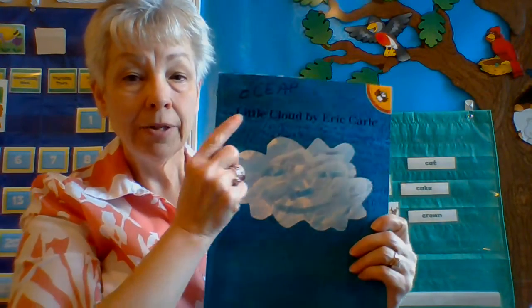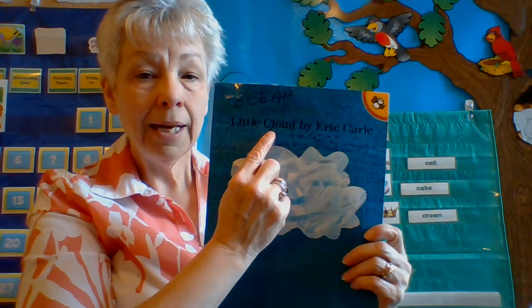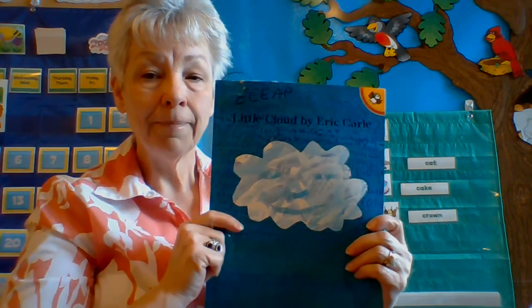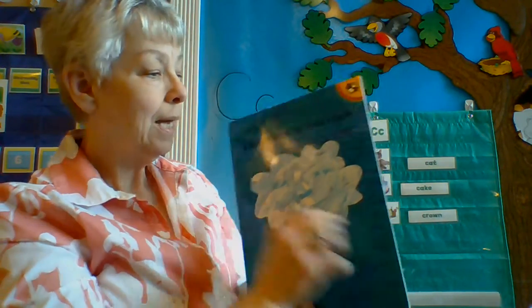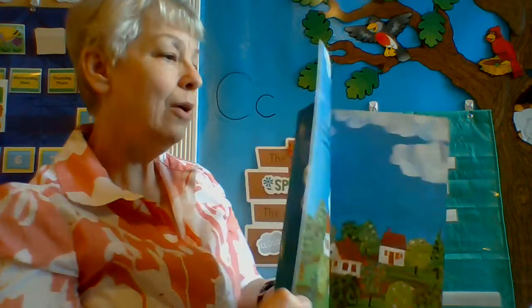All right, so I want to read a story today about something that starts with a C. Cloud. Can you say that? Cloud. And there's cloud, C-L-O-U-D. So this story is called Little Cloud, and it was written by Eric Carle. Are you ready? Little Cloud.